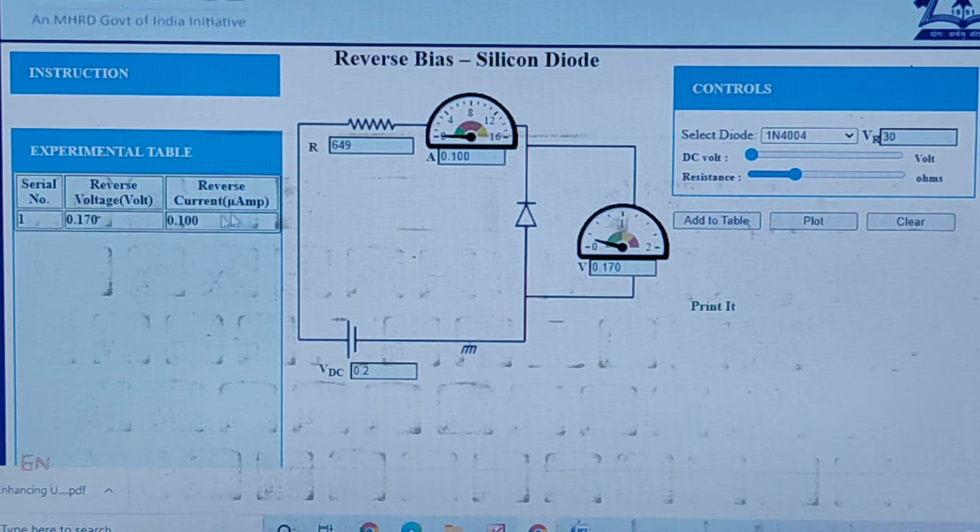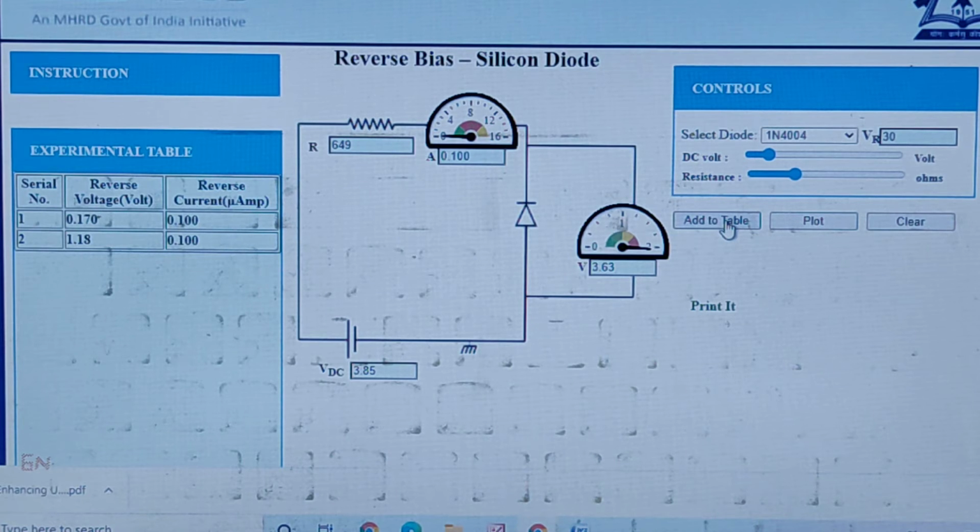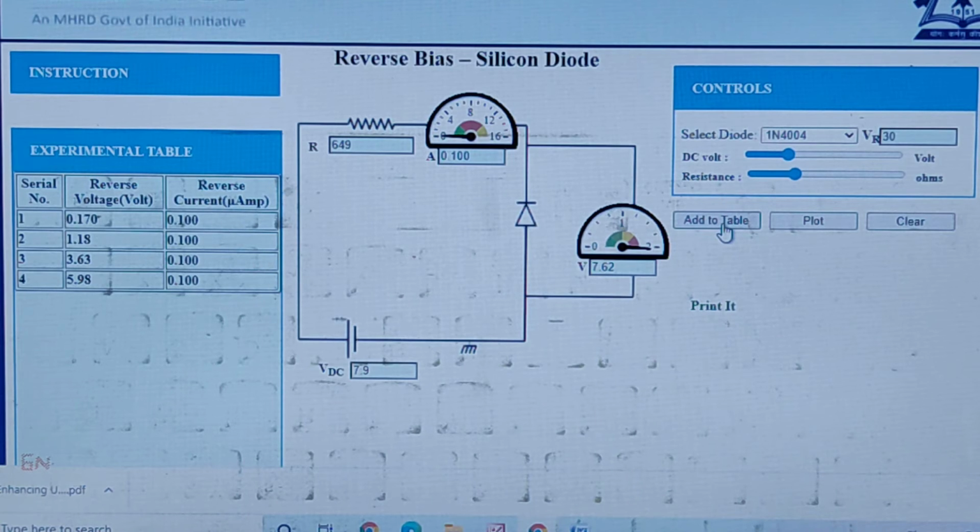So up to this point we measured the first, and the second reading I am going to take with 1.3 volt, then again I measured, then 3.85, then 3.65, 5.98, and I make it 7.62. So you can find the current is constant. Up to which point is it constant? Let's see at what point it becomes constant.